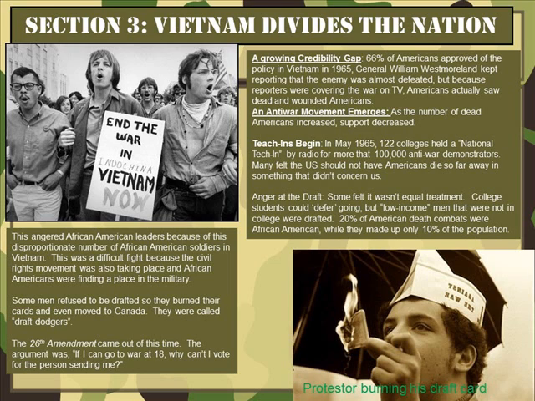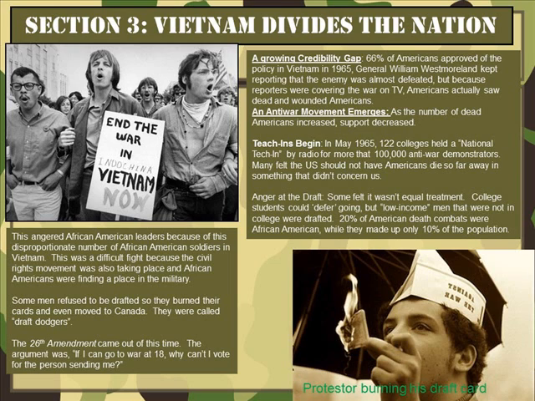20% of American death combats were African American, while they only made up 10% of the population in the United States. This obviously angered African American leaders because of the disproportionate number of African American soldiers in Vietnam. This was a difficult fight because the civil rights movement was also taking place, and African Americans were finding a place in the military. Some men refused to be drafted, so they burned their draft cards and even moved to Canada. They were called draft dodgers.